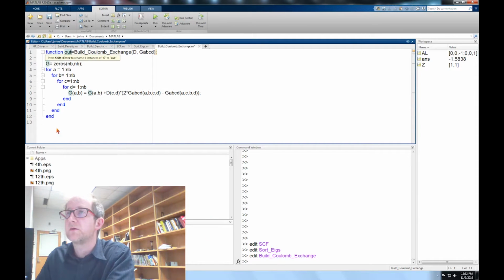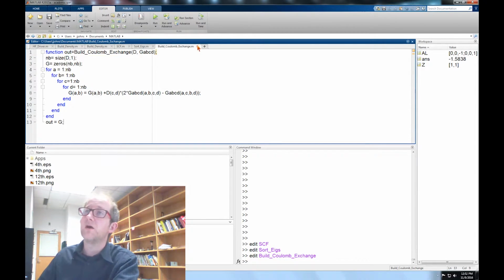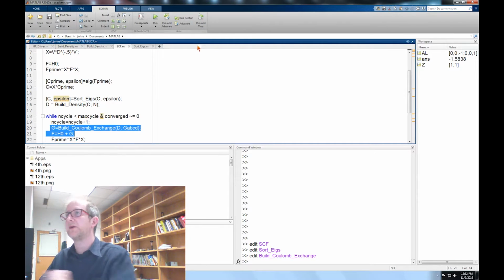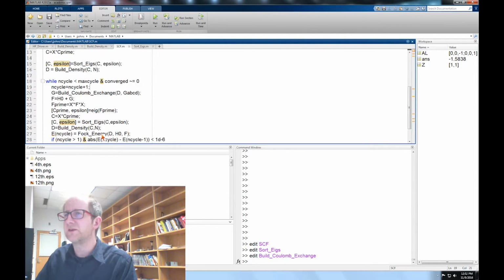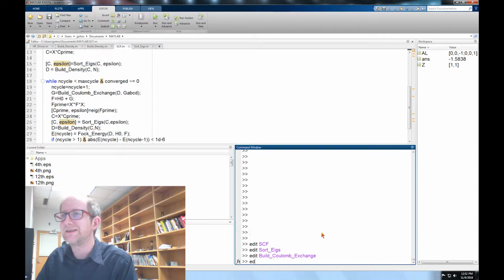Well, let's actually just change this to make sure there's no confusing here. Out G. Okay. So now we've built our Coulomb exchange operator. All right. I believe the next one is going to be to build density.